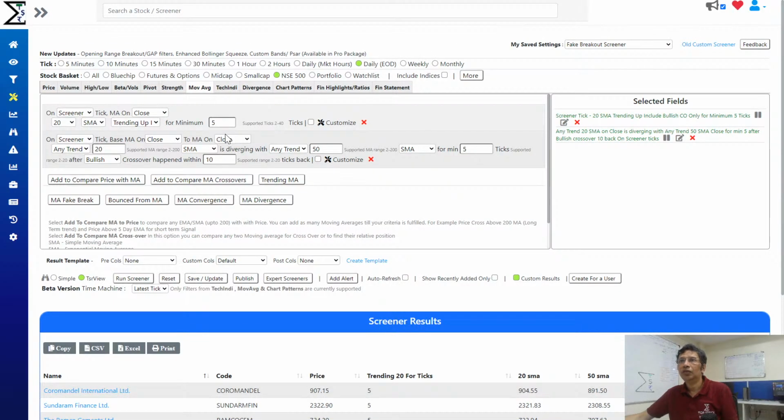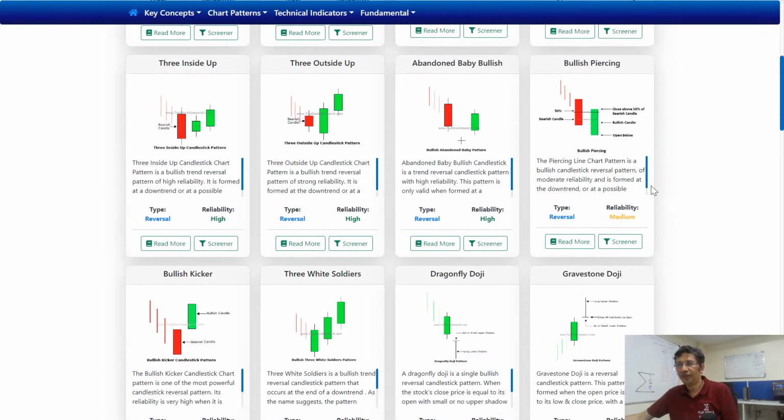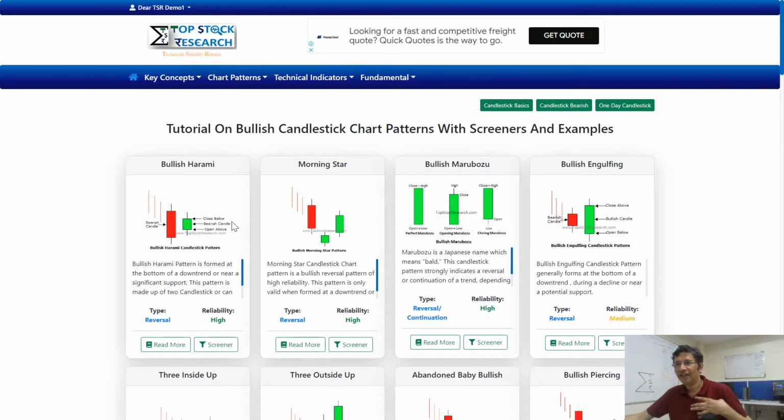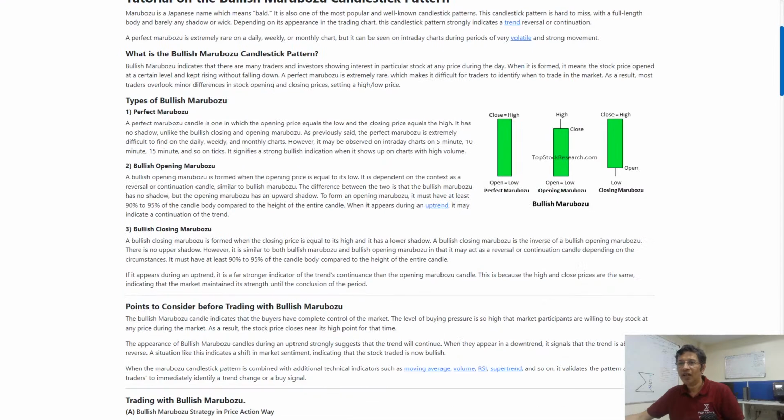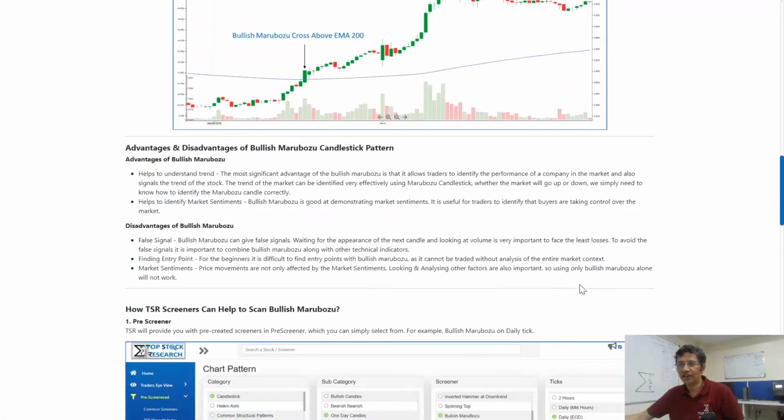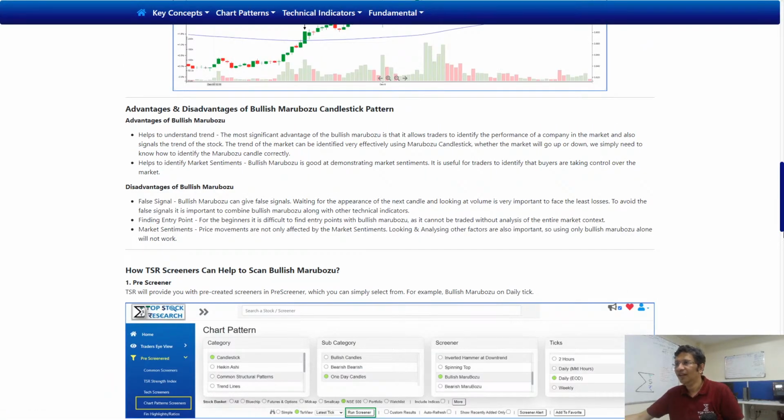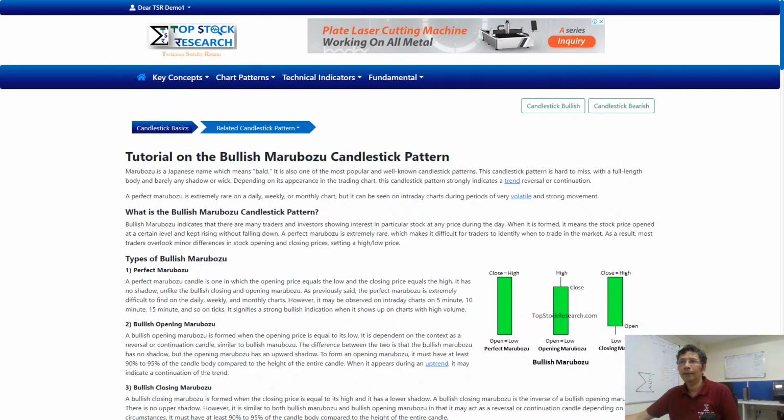We have something similar to this, and this is completely enhancing. We completed the candlestick class a couple of weeks back. We have enhanced it, added a lot of screeners. Like for Marubozu, we have added quite a few things here with a lot of examples. Somebody was asking for the slides. Slides would be pretty much on this one.